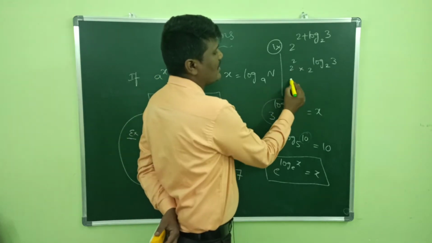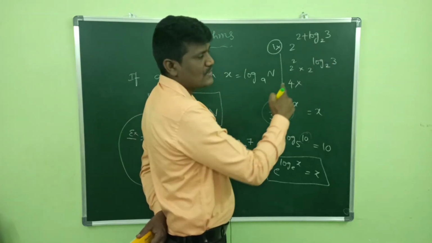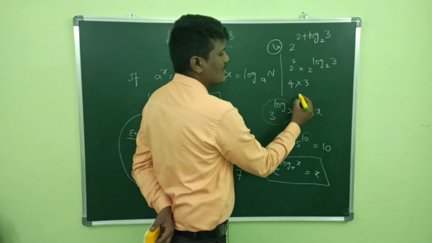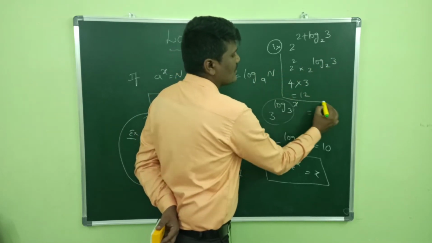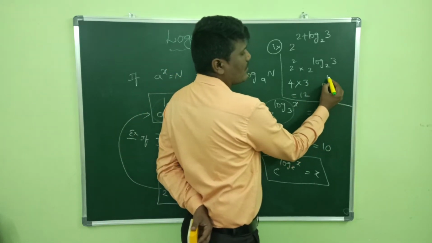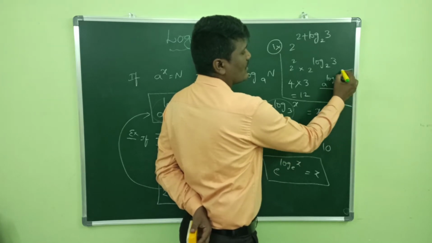So 2 square will be 4, and this we know the formula. Just now we said a power log n to the base a is equal to n. So the value is 3. The total answer will be 12. Here what is the formula used? a power log n to the base a is equal to n. This is the formula which I used here.